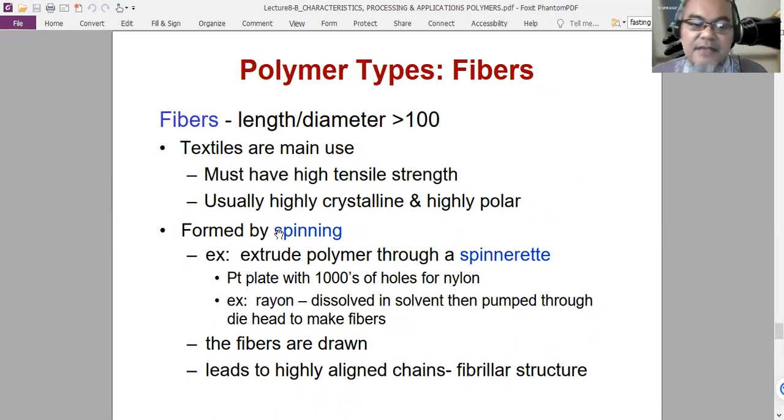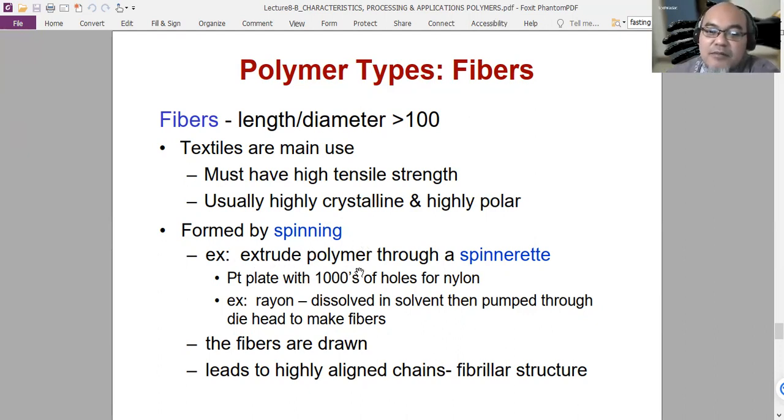Fibers can be formed by spinning. So I think this is really what you, Ezra and your batch, are interested in, right? To develop biodegradable fibers as medical sutures. It can be formed by spinning, and spinning can be electrospinning and many different types of spinning.